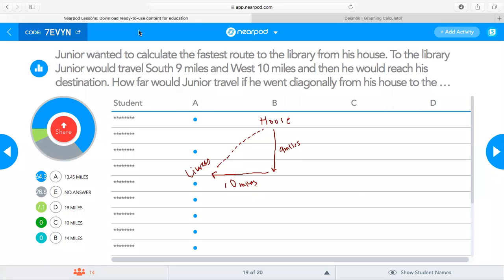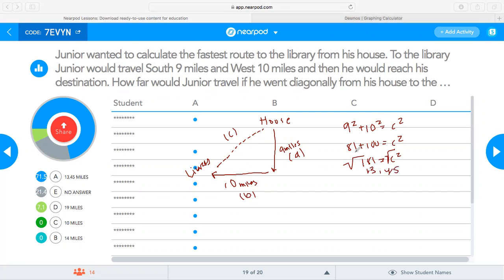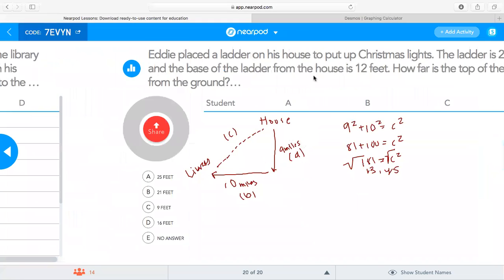Okay, looks good. Looks really good. For the sake of time, I would ask someone to explain, but I'm not going to. From what I see, most people understand how to do it. 9 squared plus 10 squared equals c squared. 81 plus 100 equals c squared. 181 equals c squared. Square root both sides, and you would get 13.45. Good job, guys. Very, very happy to see this. Okay.